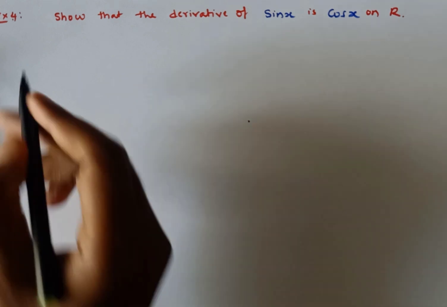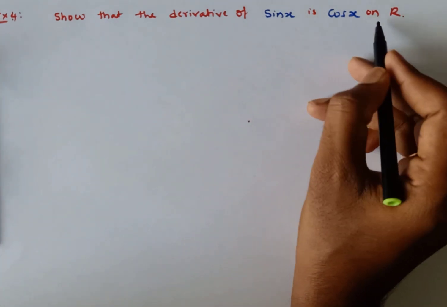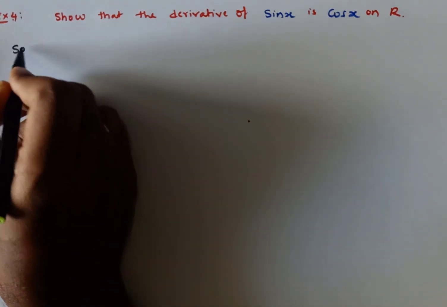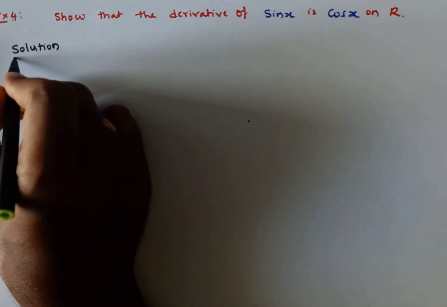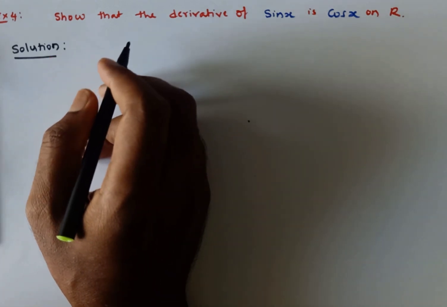So next, the fourth example. Show that the derivative of sin x is cos x on the real number set. So here we have to show that d by dx of sin x is cos x. Here, what is given? Sin x is given, so let us take f of x equal to sin x.